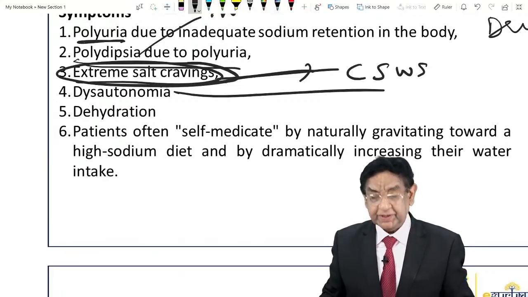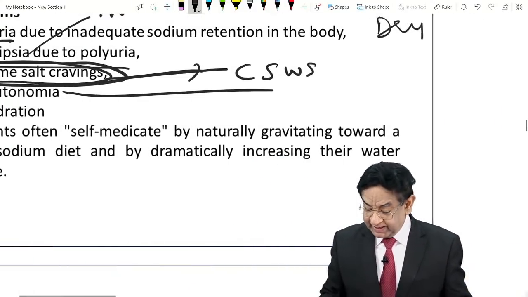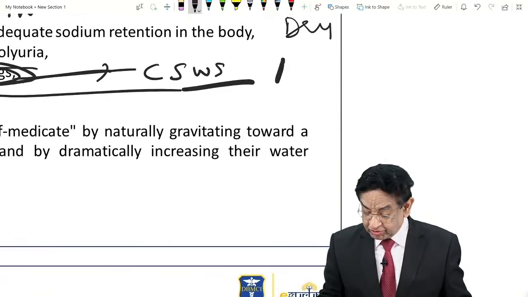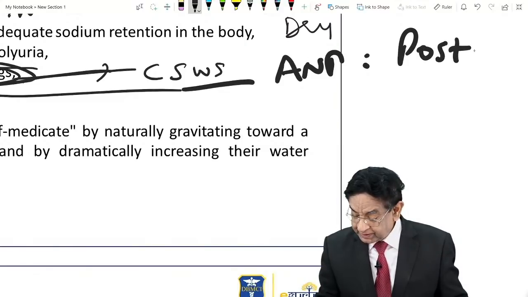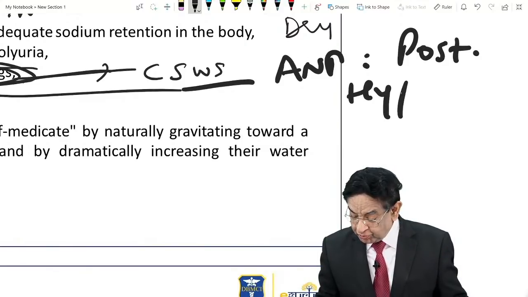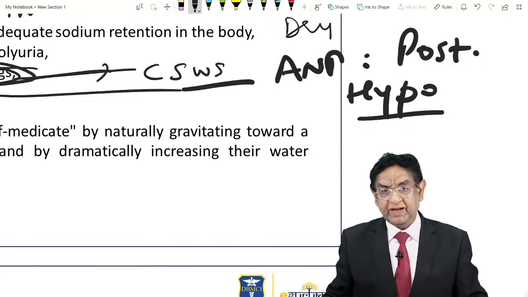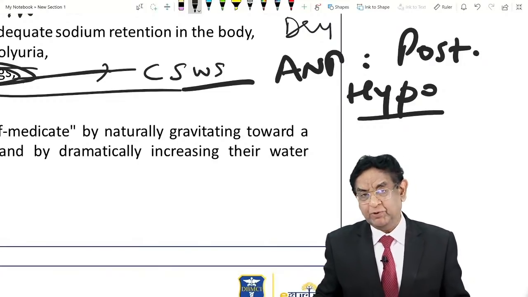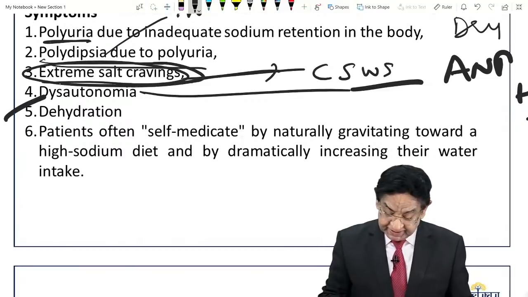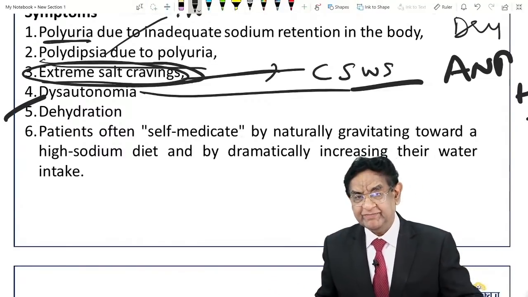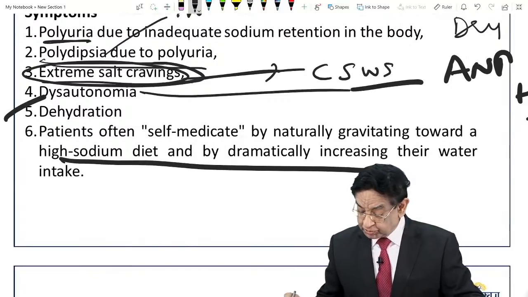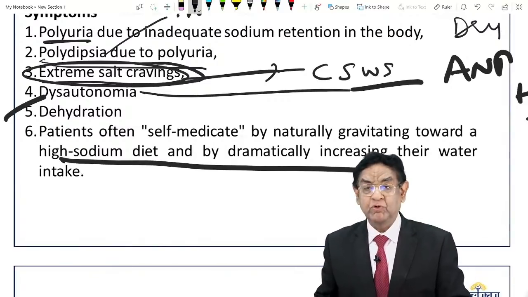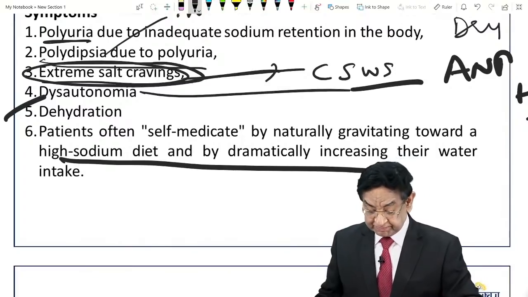And due to low intravascular volume, what do we get? We get autonomic neuropathy in the form of postural hypotension. Do I need to explain? No way, I already made your fundas very clear. In these cases you will get hypotension. Dehydration, yes, that's why it has postural hypotension. So they want more and more salt and water intake, as I explained to you.